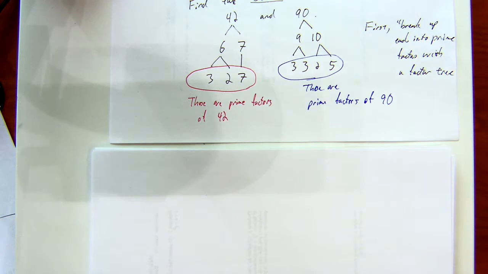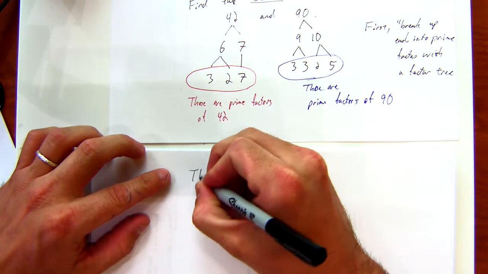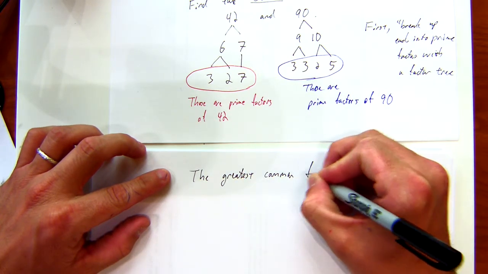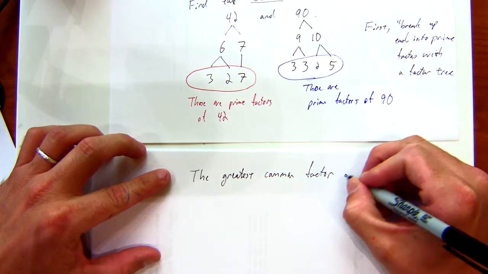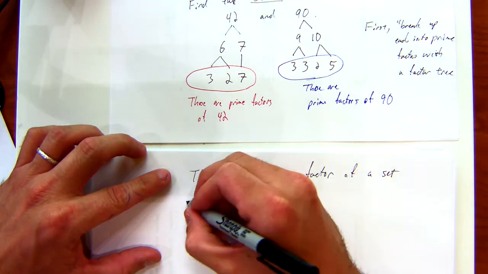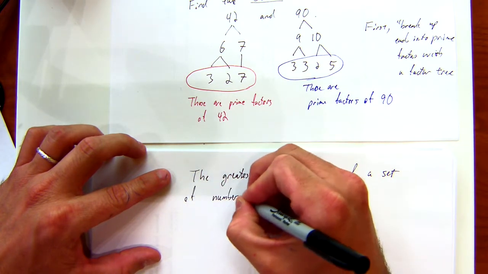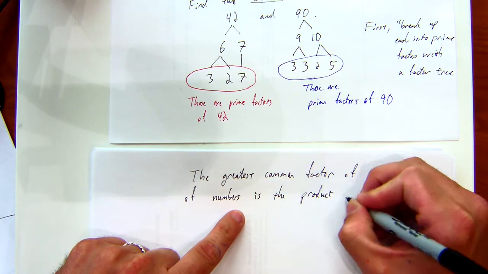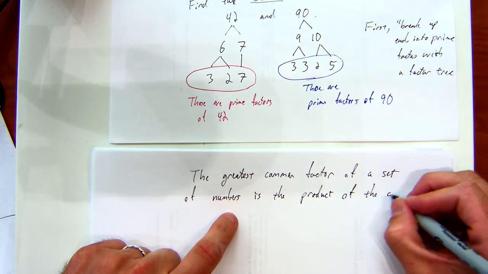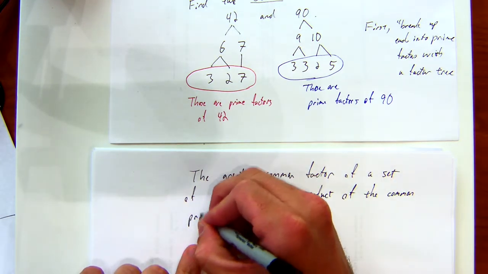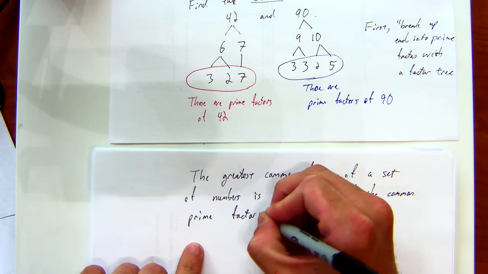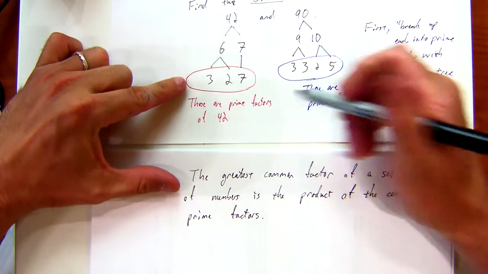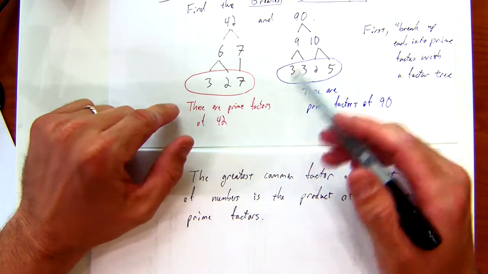Okay, now why did I go to the trouble to do this? To answer the question, the greatest common factor of a set of numbers, we're going to be also doing it with variables, is the product of the common prime factors. So you look at each prime factor and you count them as many times as it appears.